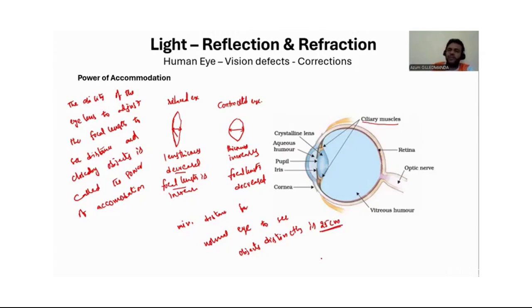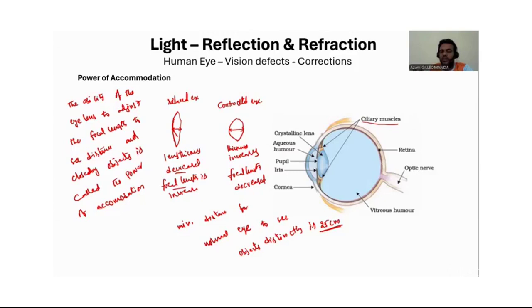That means if you see anything, let's say I am seeing my hand, right? I can see it at a certain distance. If I bring it very close, I can see it, but I cannot see what kind of lines I have in my hand. So you are not able to distinguish it clearly.